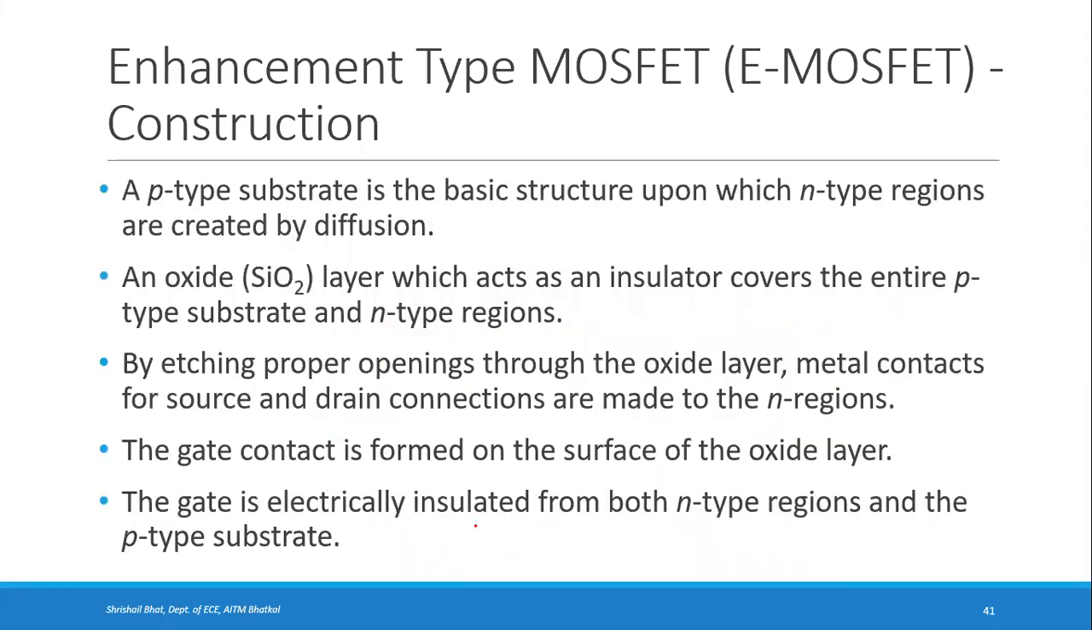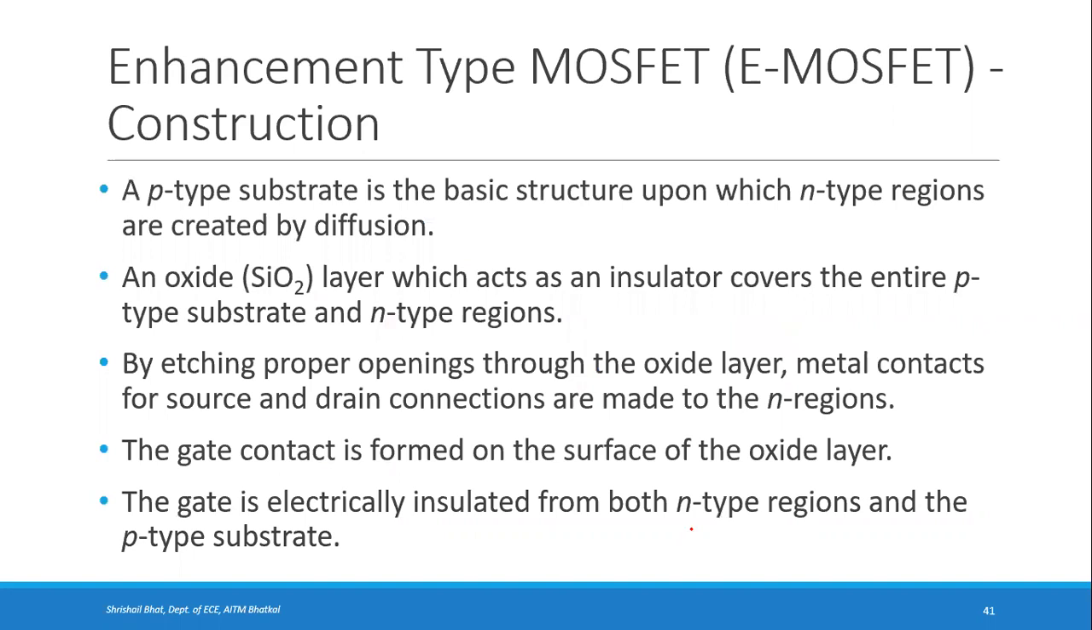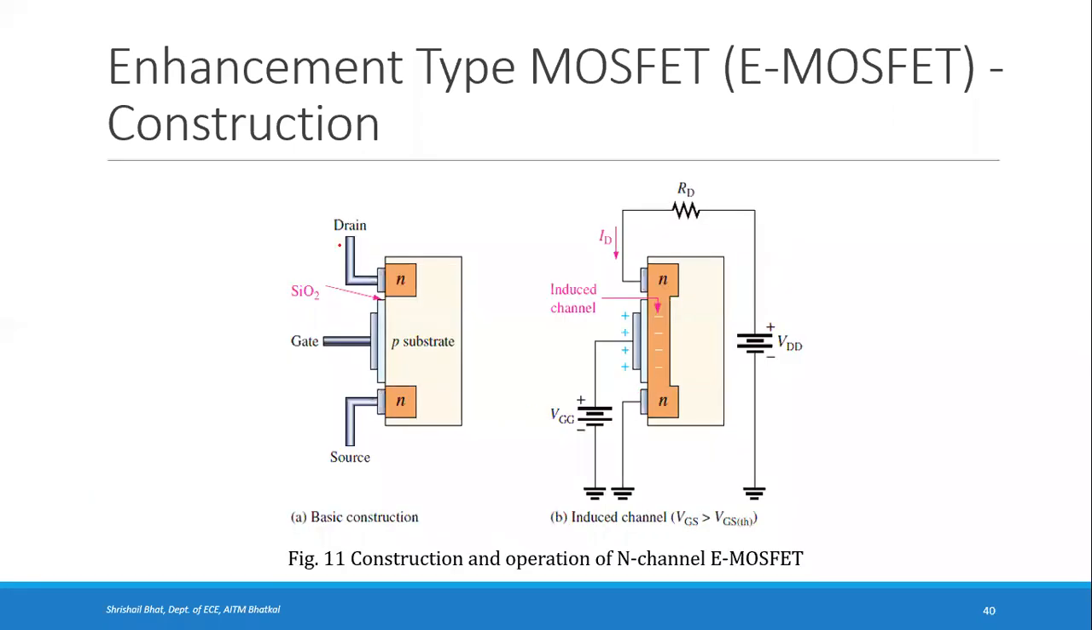The gate is electrically insulated from both N-type regions and the P-type substrate. So what happens here is, regardless of the polarity of the applied voltage, no electrons can flow from the source to drain. Whatever voltage you connect, whether positive or negative, no current can flow, because the source and drain are connected to n-type regions, and in between there is p-type. So there is a p-n junction.